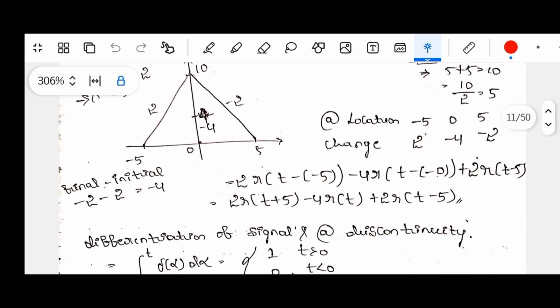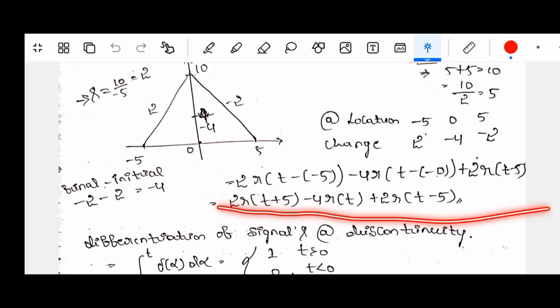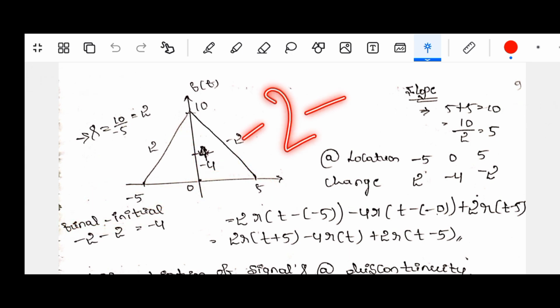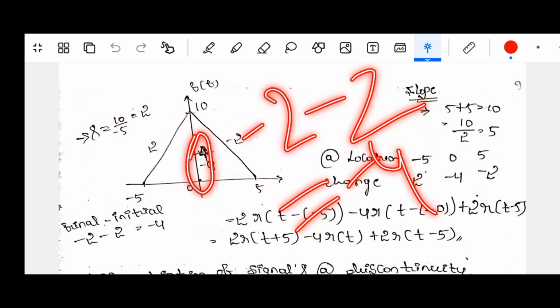So let's write: 2 into r(t+5) minus 4 into r(t), plus 2 into r(t-5). How to find this minus 4? It means final minus initial. Final we have minus 2, initial we have plus 2. Therefore, the value will be minus 4. Here we got that minus 4.